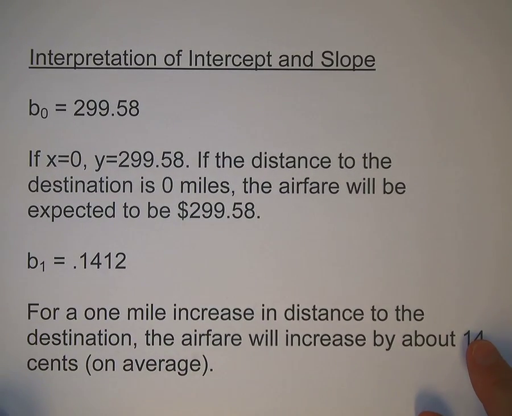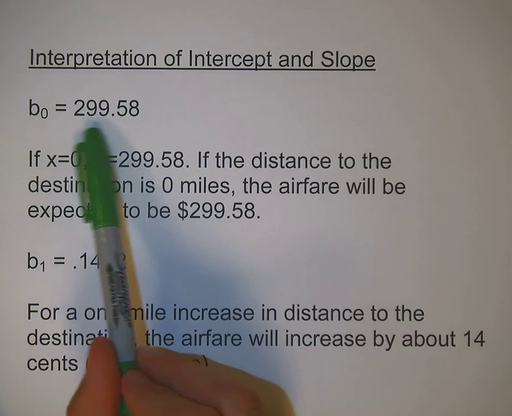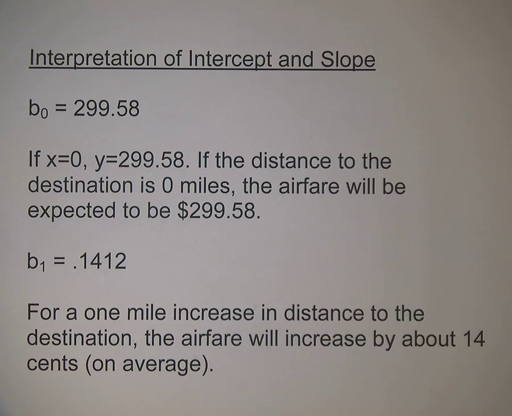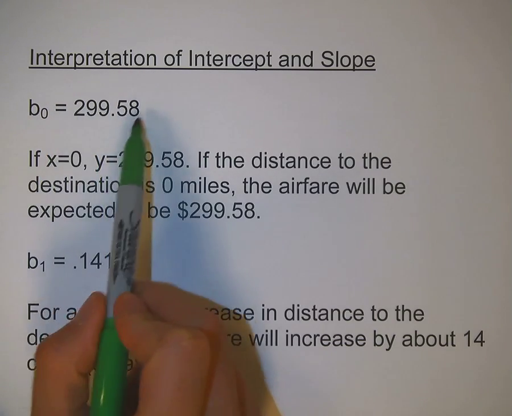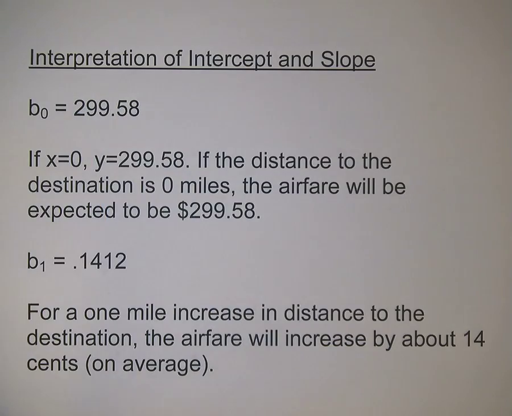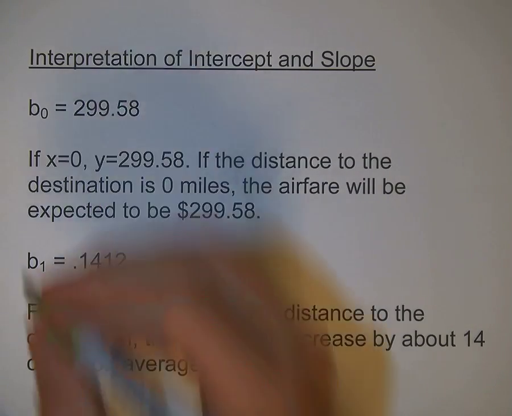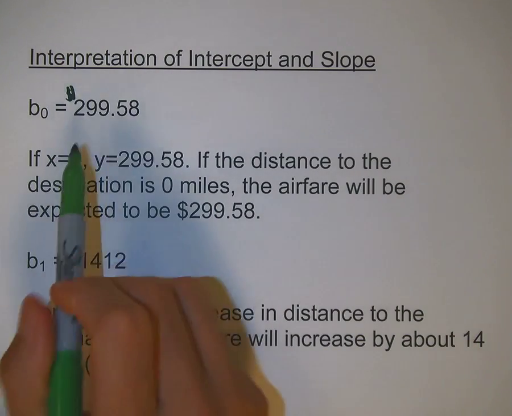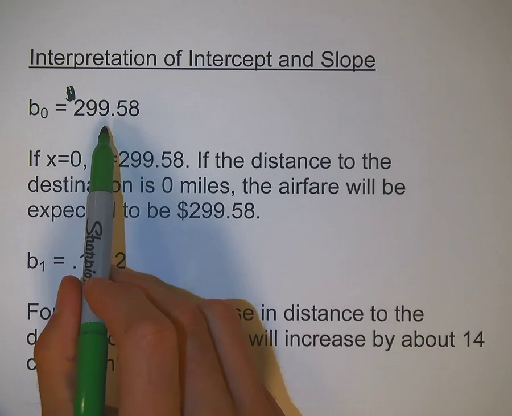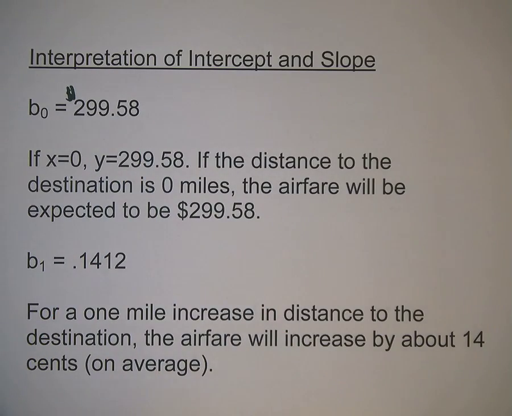Okay, so let's start with the intercept. So the intercept is 299.58. Okay, it's also important to think about what the units are for each of these values. So if we think about the units, b sub 0, so it's when x is 0. Okay, so this is just a value of y hat. Now y hat, the y values were measured in dollars. So the intercept will also just be measured in dollars. Okay, so the units here are $299.58. Okay, so to interpret that value, if x equals 0, y equals 299.58.